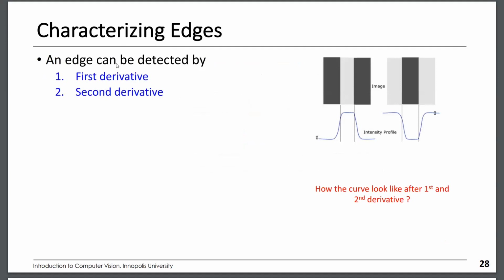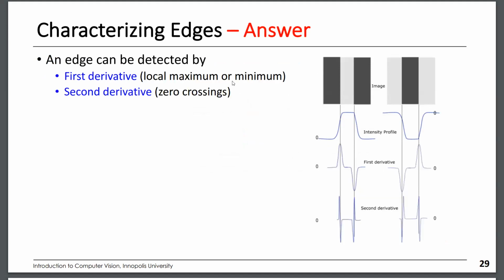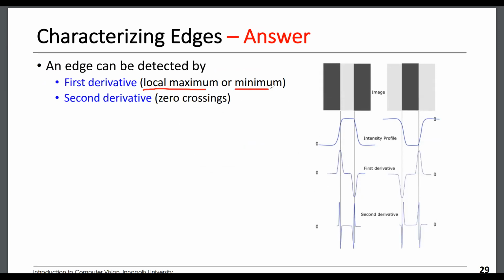An edge can be detected by two types of derivatives. First is the first derivative, and of course the second derivative, which look like this, right? For the first derivative, we are looking for local maximums and local minimums. But for the second derivative, we're looking for zero crossings, or for zeros. So in this case, for example, here is the intensity profile.